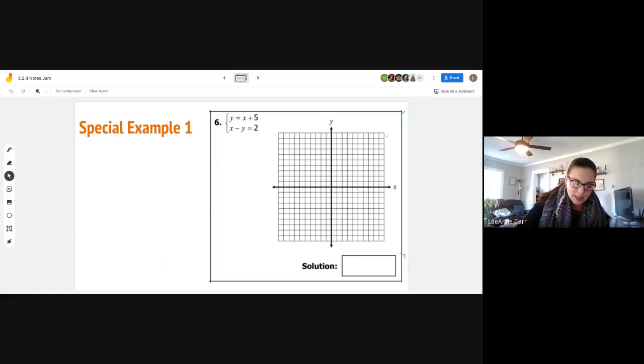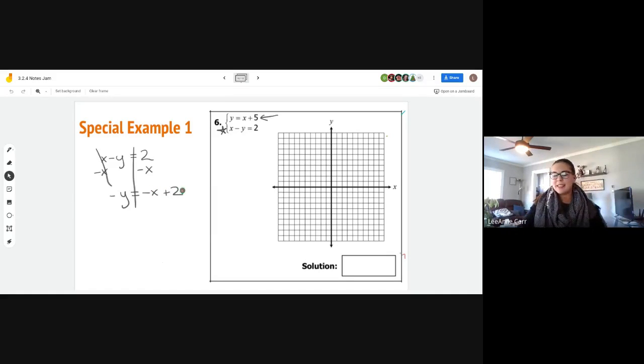Is the first line in slope-intercept form? Is this one in slope-intercept form for us? Yes, it is. However, the second one is not. We have the x and the y on the same side. So we're going to have to solve for y again. And to do that, I'm going to move the x over. Then I'm left with negative y equals negative x plus 2.